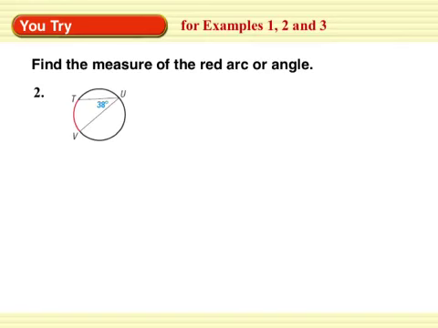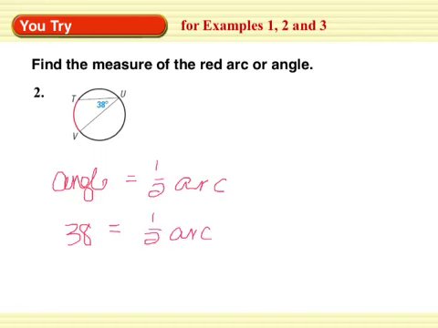The next you try, angle 1/2 arc. Okay, we don't know the arc, we know the angle. We can get rid of that 1/2 by multiplying both sides by 2. So 2 times 338, 676 is the measurement of the arc.